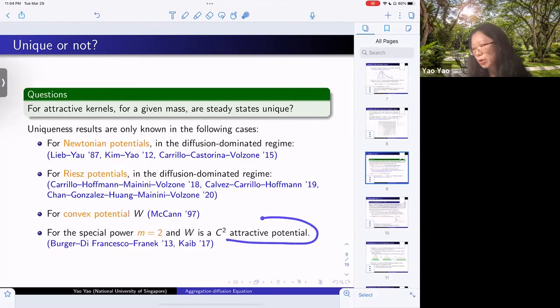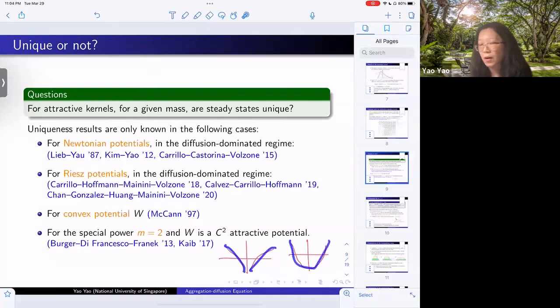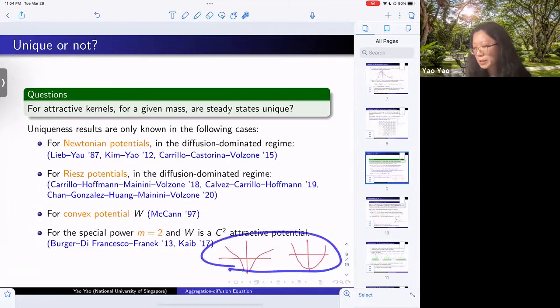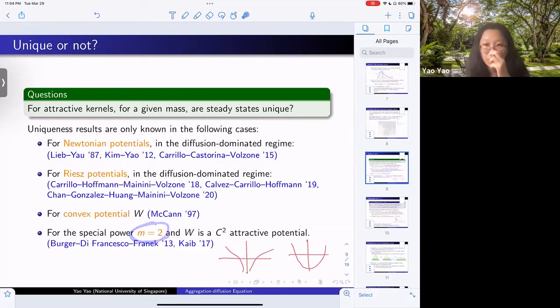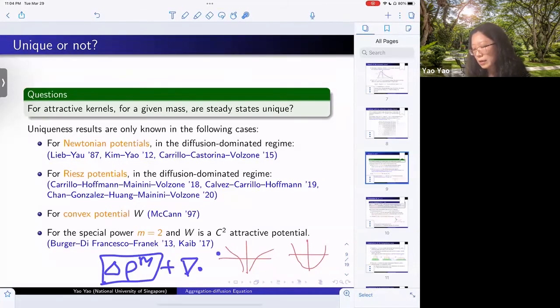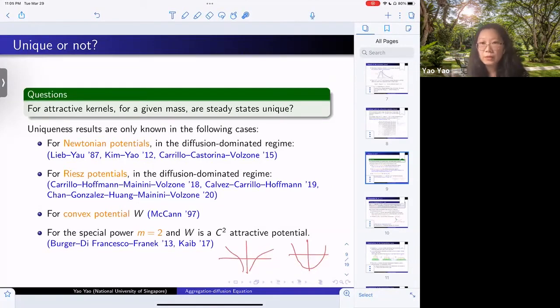If we are focusing on a general attractive potential, the only assumption that we would like to make is that W is a radially increasing potential. So it could have a singularity at origin, or it could be smooth. So the only assumption is W prime at r is bigger than 0. And then for general potential, to the best of our knowledge, the only results that give the uniqueness work for the special power m equal to 2. The power is special in the sense that in this case, both the nonlinear diffusion term and the aggregation term contain a power 2 of rho. And the fact that they have the same power plays an important role in their proof that allows them to use the Krein-Rutman theorem to obtain the uniqueness.